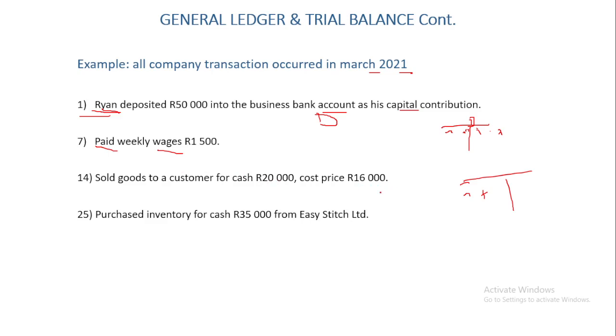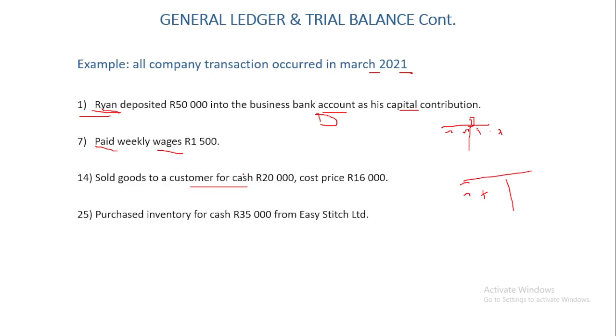So here we've got four transactions, four accounts affected, but only two accounts have the main effect on our accounting equation, which is the first transaction relating to the sales of the goods. It says sold goods to customer for cash 20,000. So on our bank account we are receiving 20,000. So we're gonna debit the bank and write 20,000.